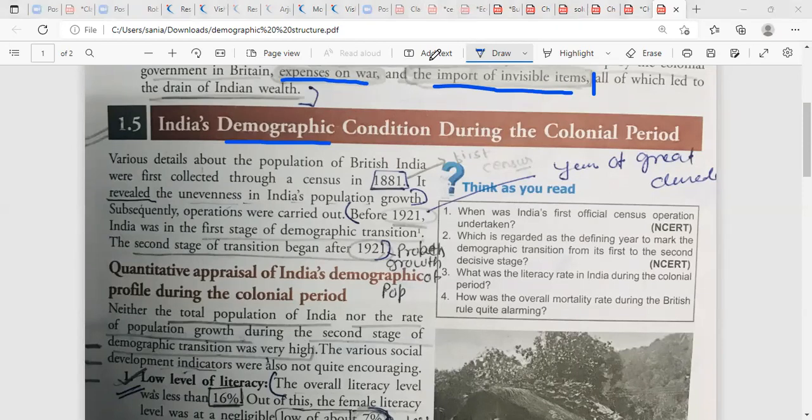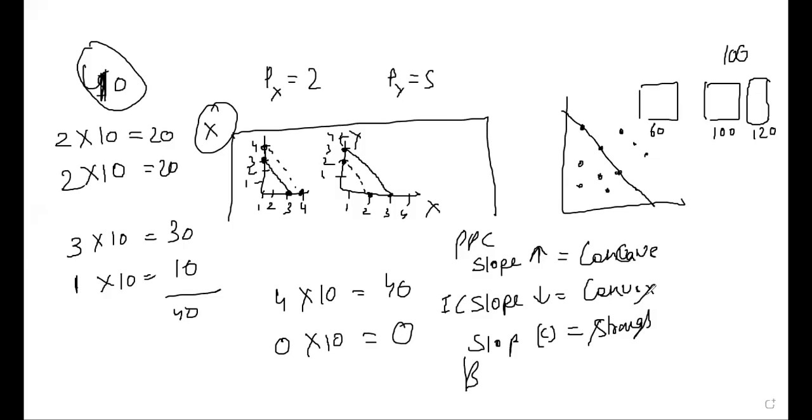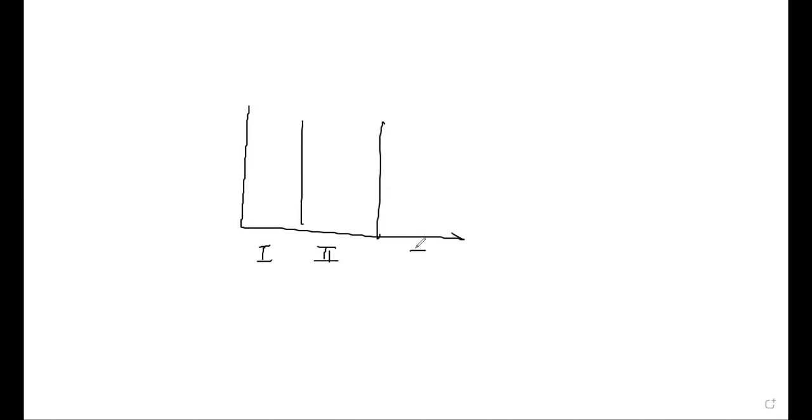I'll explain to you. You just have to remember this. When we talk about population, we have three stages: one, two, and three. This is your first stage, this is your second stage, and this is your third stage. When we talk about population, you have to remember two things. First is BR, your birth rate, and second is DR, your death rate. Birth rate is how many people are being born, and death rate is how many people are dying.